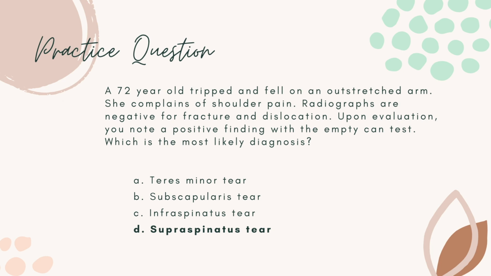So D, supraspinatus tear. Again, this question has a lot of diagnosis type stuff, but it does tell you that there's an empty can test. With us talking about the special tests today, you should be able to indicate that this was a supraspinatus tear just knowing from the empty can test.